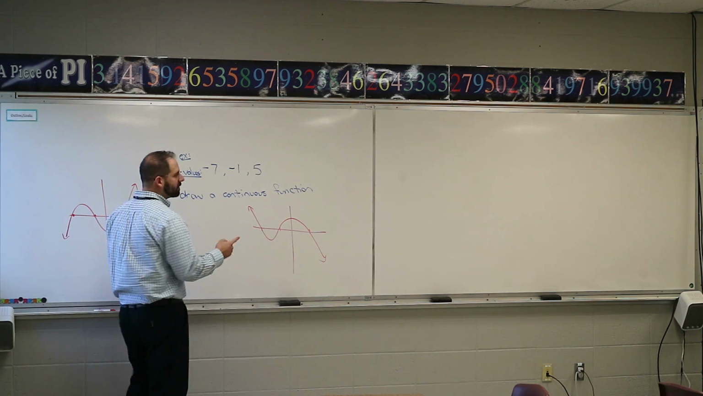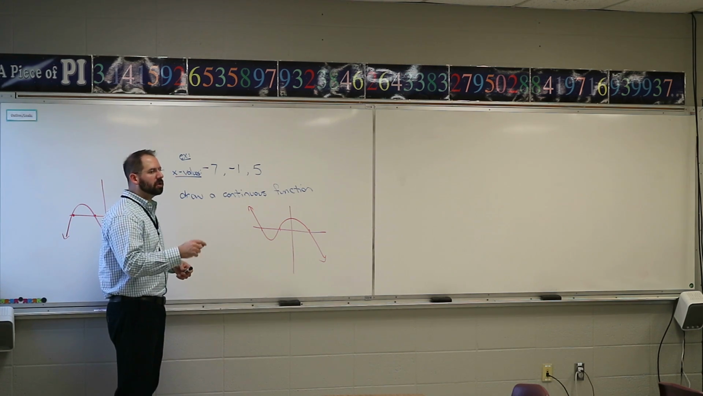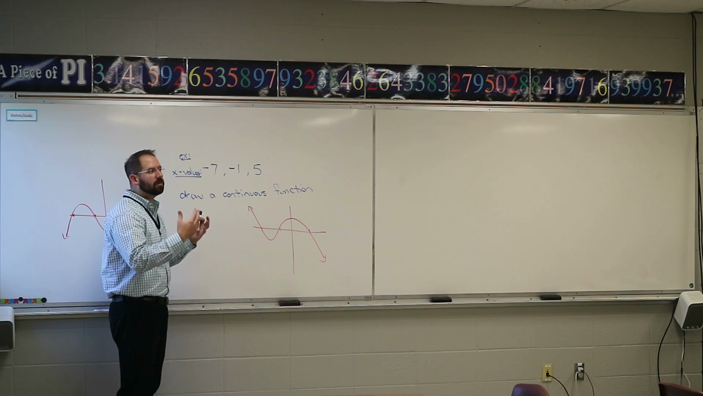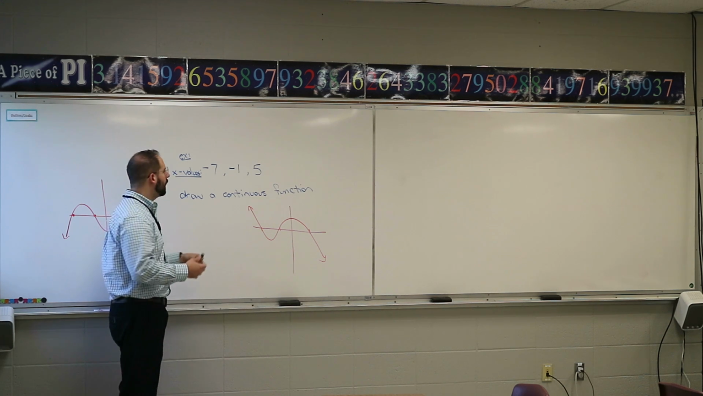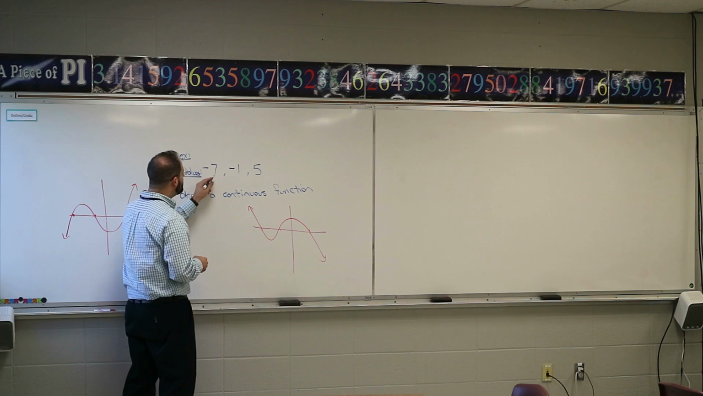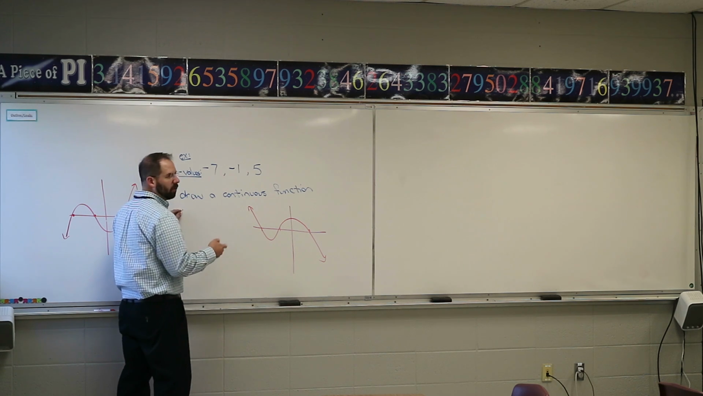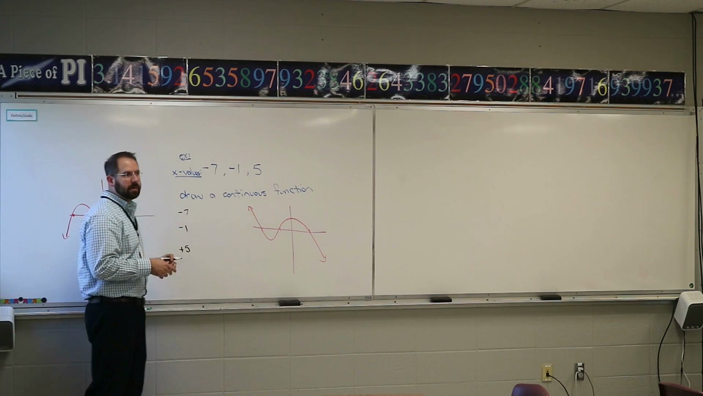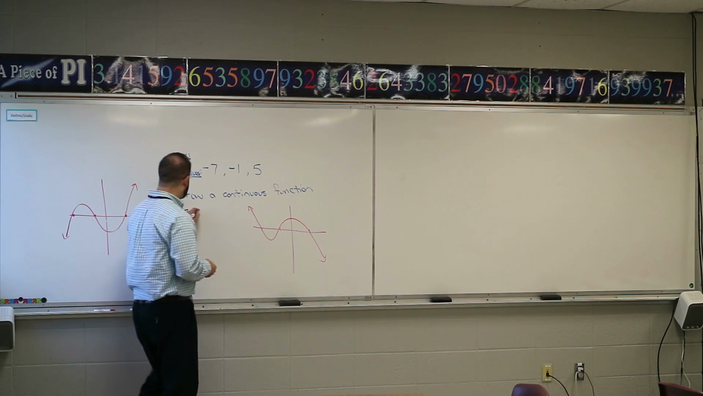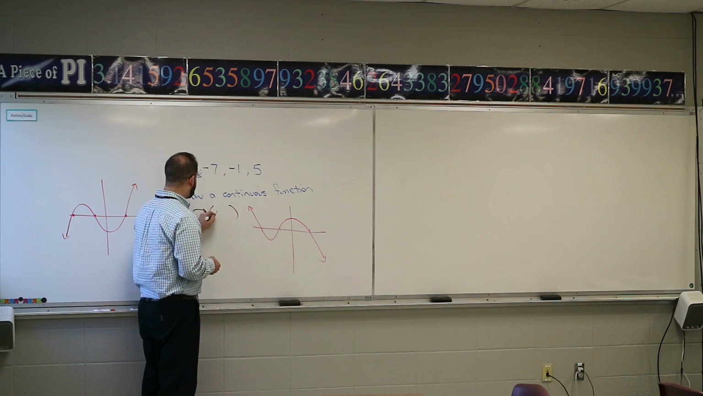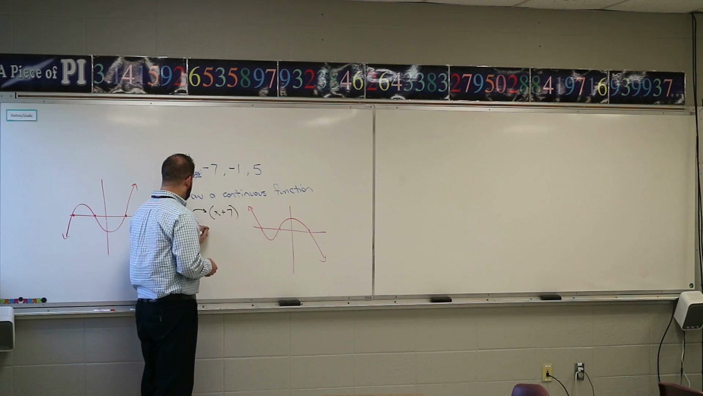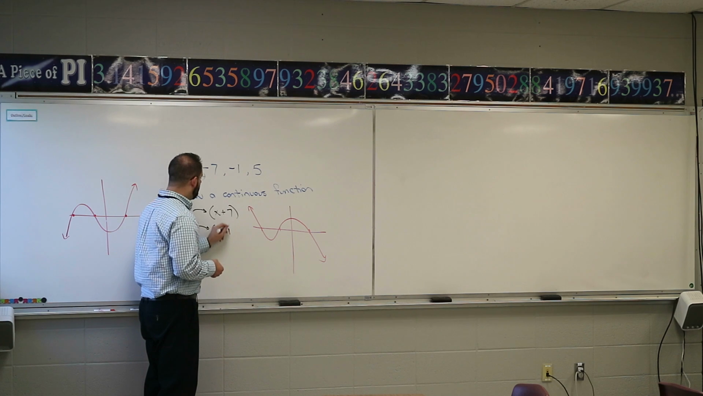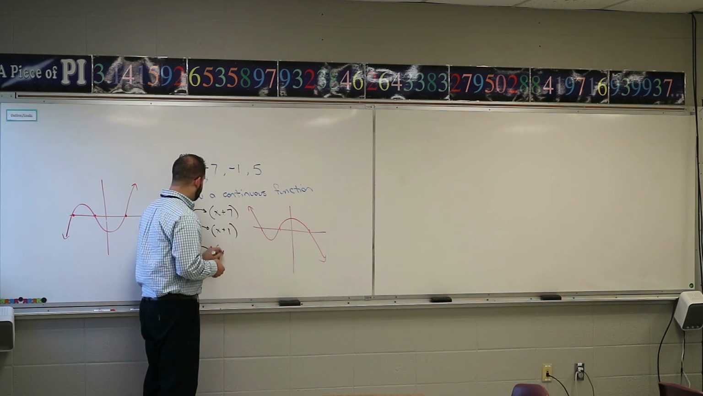What we talked about yesterday was how to come up with a function, a formula that would represent some form of this on a calculator. We took each of these x values, -7, -1, and 5, and made each of these their own binomial. What I mean by a binomial is that you make these into parentheses like x plus 7, x plus 1, and x minus 5.